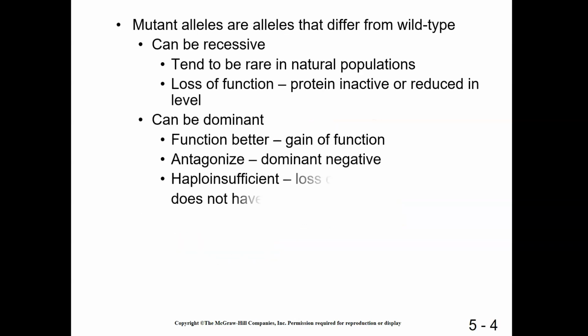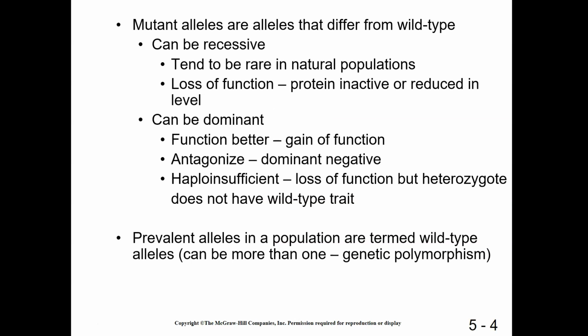So we are going to start with a situation where you have mutant alleles. And the alleles are different from what we call wild type. Remember, wild type is the most common one that we see in the environment. Wild type may not necessarily be dominant, but oftentimes the wild type is the one that is more prevalent. A mutant allele can be recessive. If it's recessive, it'll tend to be rare in a naturally occurring population because oftentimes it causes what we call loss of function. Basically, the protein that the gene codes for is either folded wrong, it's inactive, it's broken, or you don't have enough of it, okay?